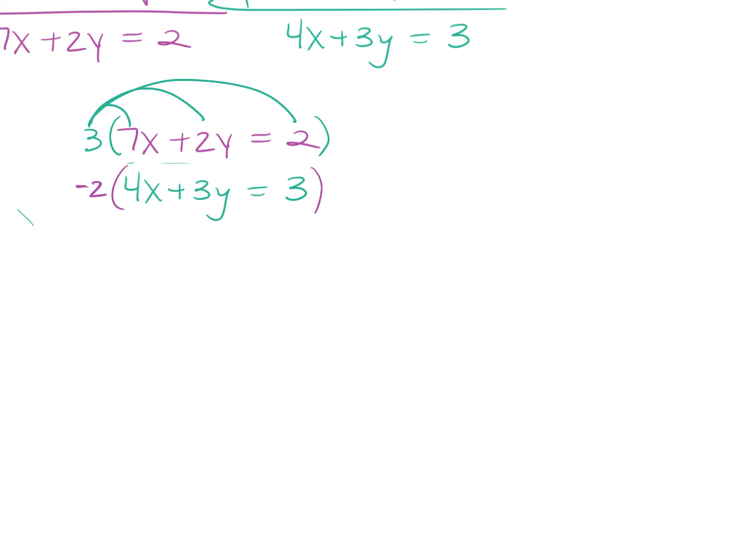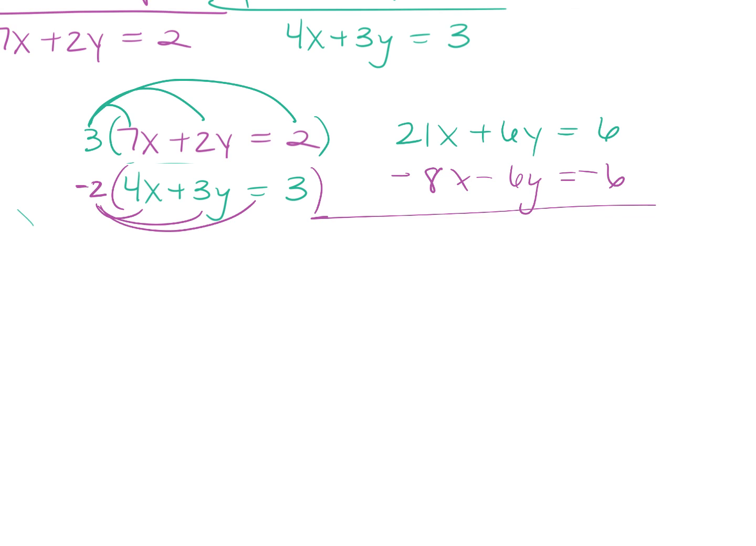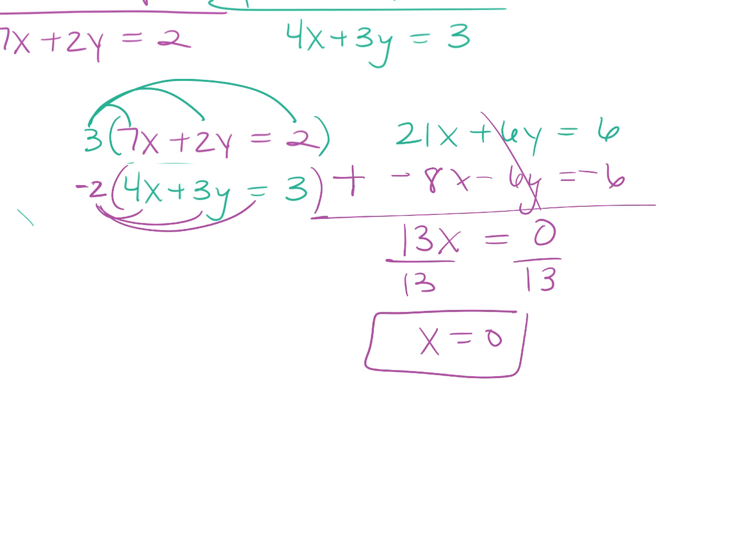Okay, so distribute this, and you get 21x plus 6y equals 6. Distribute this. Negative 8x minus 6y equals negative. Okay, so add this together. So this is going to be 13x equals 0. Oh, this always throws people off. Divide by 13. X is 0. Okay. Then plug it in.